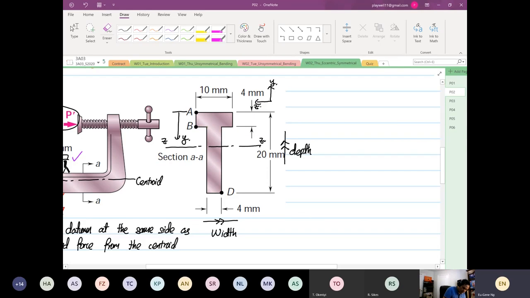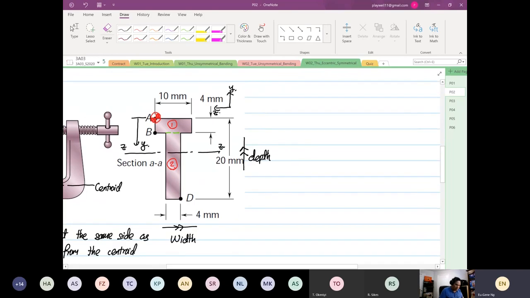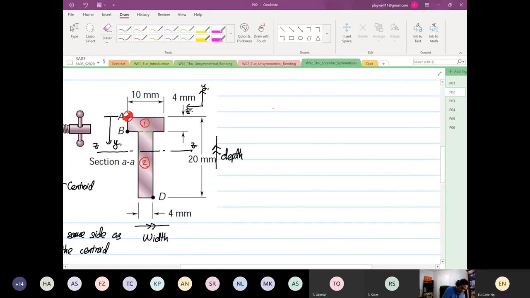So we're going to divide this into two, section 1 and section 2, and over here is where we're going to take all our references from, our datum. Take your width first and then depth, like I showed you last week. The width is equal to 10, the depth is equal to 4, so this comes out to 40. For the other section, the width is 4, the depth is 16, and 16 times 4 is equal to 64.